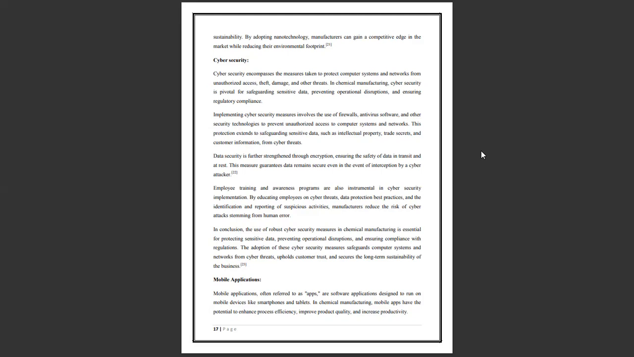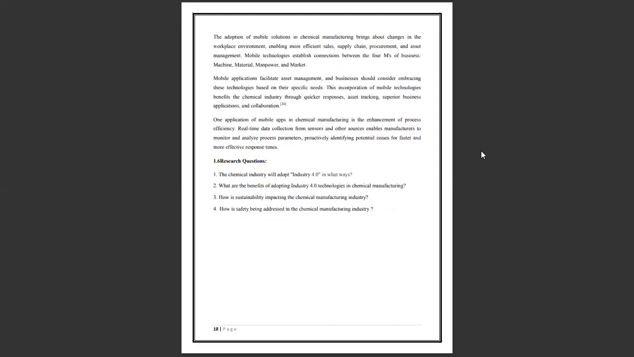Next trend is mobile applications. Mobile applications, often referred to as apps, are software applications designed to run on mobile devices like smartphones and tablets. In chemical manufacturing, mobile apps have the potential to enhance efficiency, improve product quality, and increase productivity. The adoption of mobile solutions in chemical manufacturing brings about changes in the workplace environment, enabling more efficient sales, supply chain, procurement, and asset management.